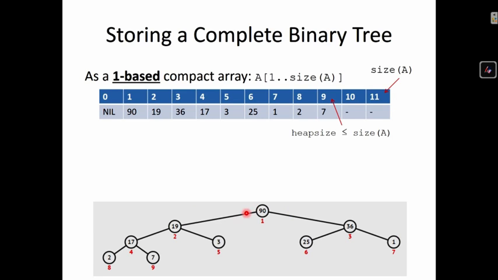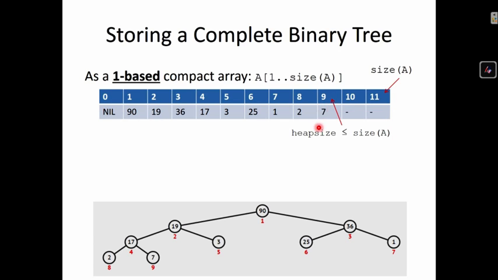So at the top, which is the root, you will store the value of the root at index 1. Start from index 1 instead of index 0. Then you will go down the levels, go from left to right, and then store them sequentially following the root. So I have 90 at index 1, then I go to the next level. I have 19 at index 2, 36 at index 3, go down to the next level, 17 at index 4, 3 at index 5, 25 at index 6, 1 at index 7, and then go on to the last level, 2 at index 8, 7 at index 9.